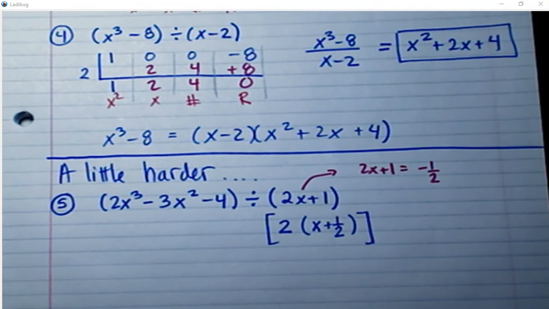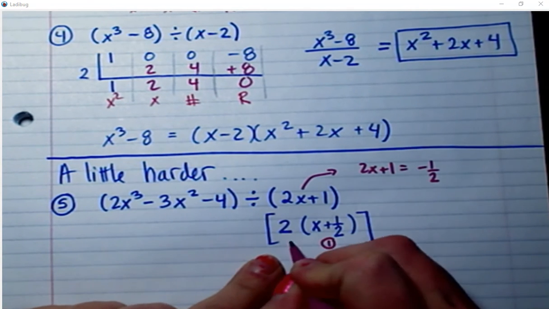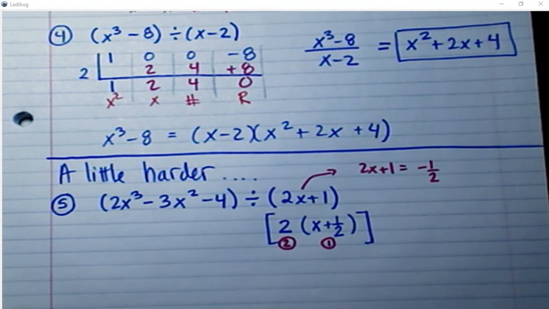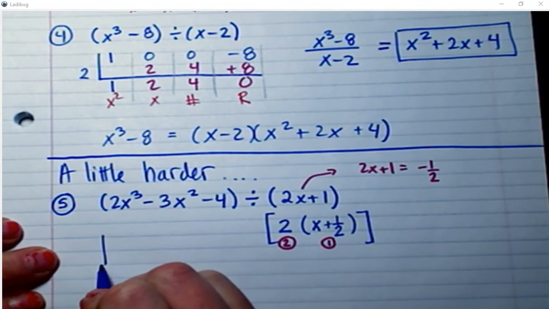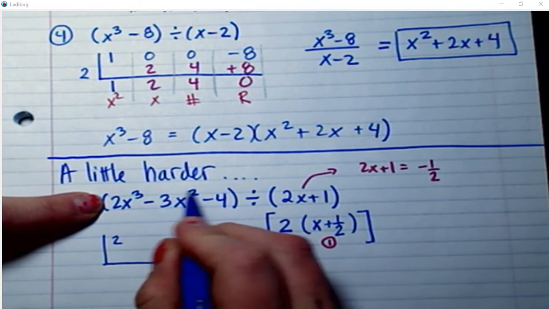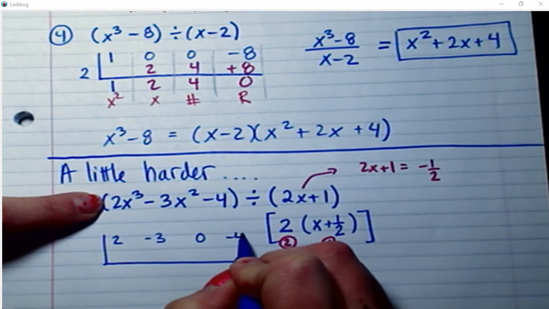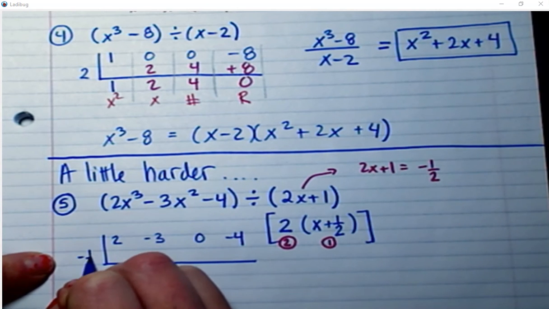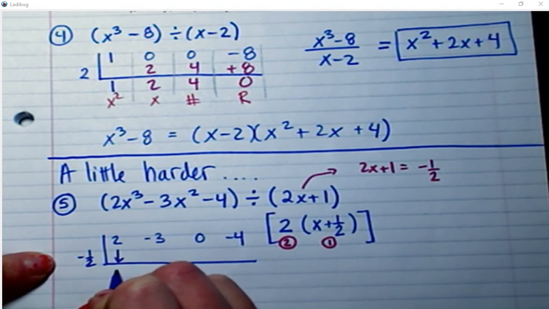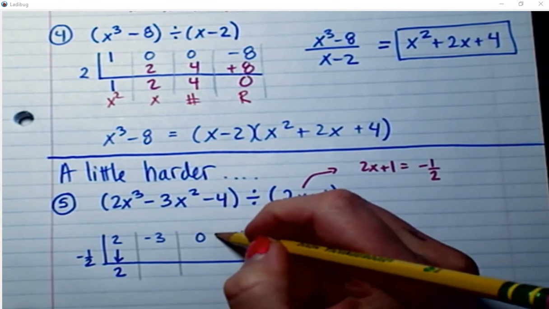All right, guys, so there's going to be 2 steps to this equation. Now, I'm going to do the synthetic division first, and then I'm going to divide by 2. Okay? So I'm going to set up the synthetic division. 2. Okay, so I'm checking the powers as I do this. And then I'm going to put my minus 1/2 out here. And I'm going to bring the 2 down. So I'm set up to do my synthetic division.